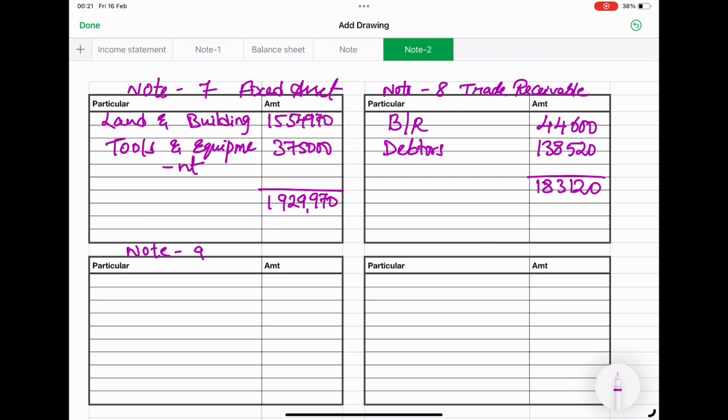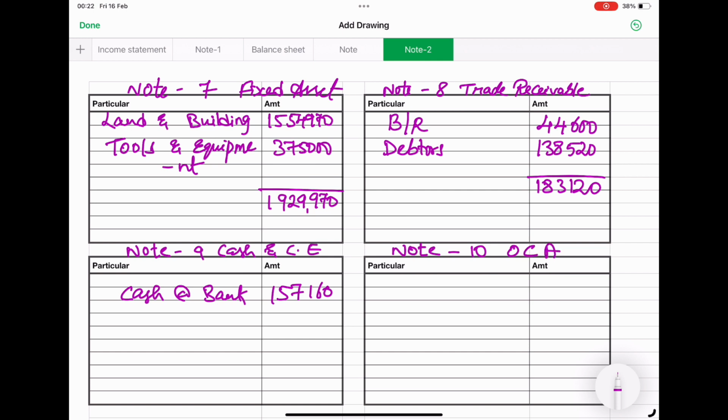Okay, next, note 9, that is cash and cash equivalent. I'll just write cash and cash equivalent. They have given only cash at bank, so directly also we can write, or else we can write in the note also. So 1,57,160 is the value. Last, note 10, we are having other current assets.